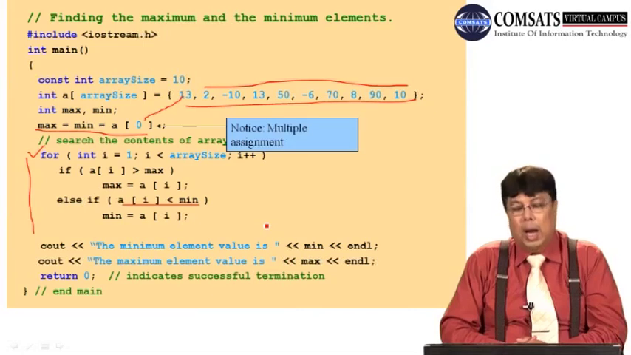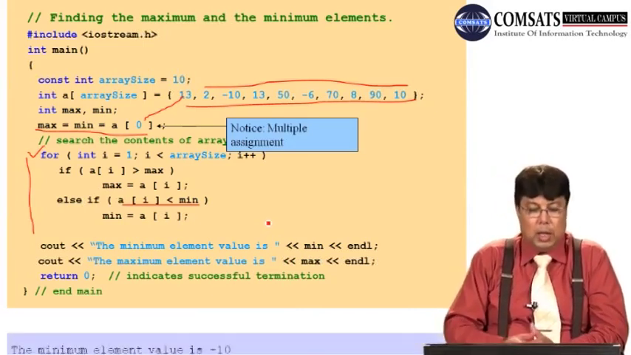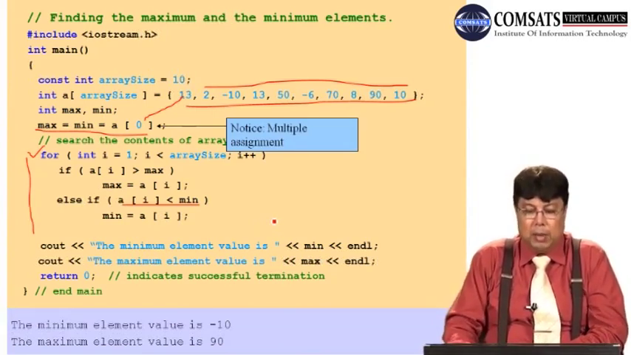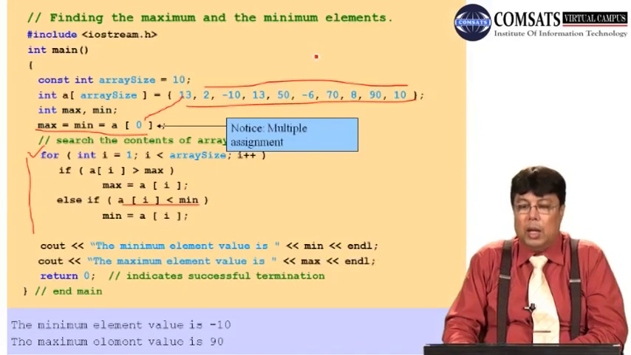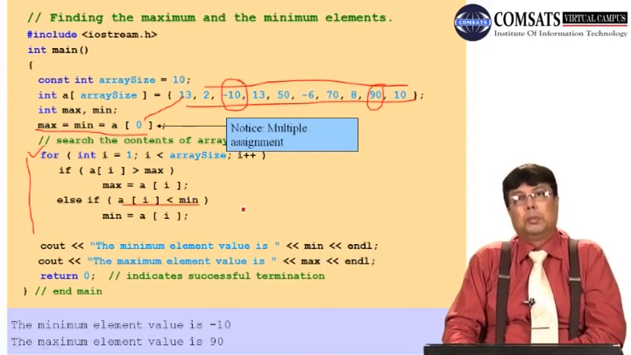In this way it will keep on running this particular loop, and we will update what should be the minimum value. And as obvious, after going through this, it should print the minimum element value is -10 and the maximum element value is 90. Okay, and we can see that in our loop the minimum value is -10, and the maximum value is 90 here, and this we have achieved with the help of this loop.